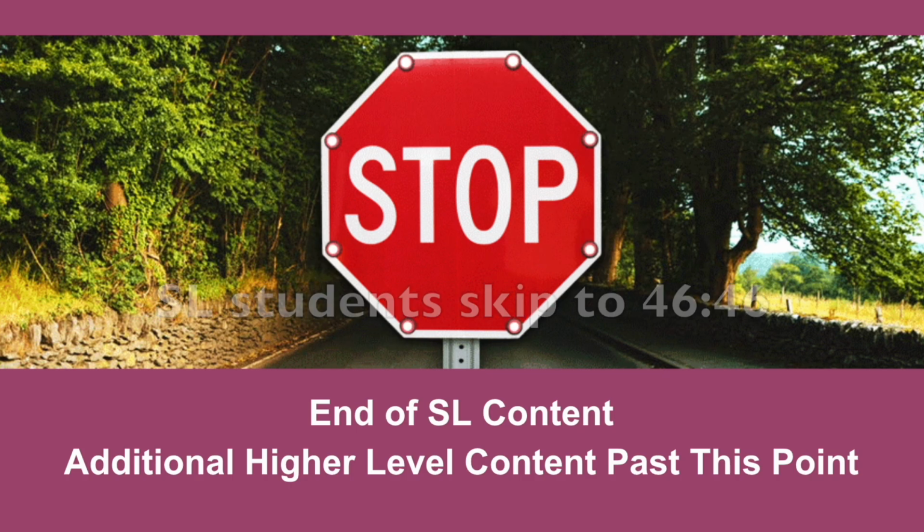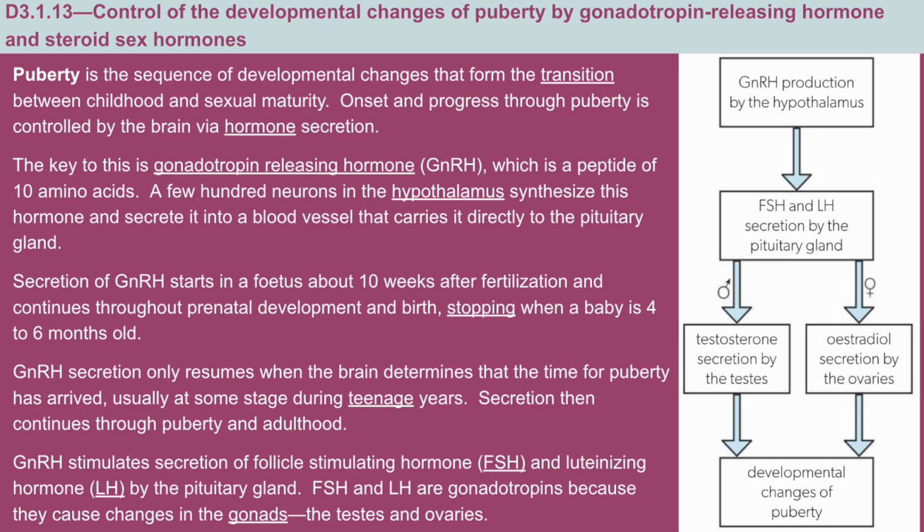Let's go into more depth now with the HL content. Puberty is a sequence of developmental changes that form the transition between childhood and sexual maturity. Onset and progress through puberty is controlled by the brain via hormone secretion. And the key to this is gonadotropin releasing hormone, GnRH. The key word there is gonadotropin. It's releasing the hormone that affects the gonads, which are the testes and ovaries.